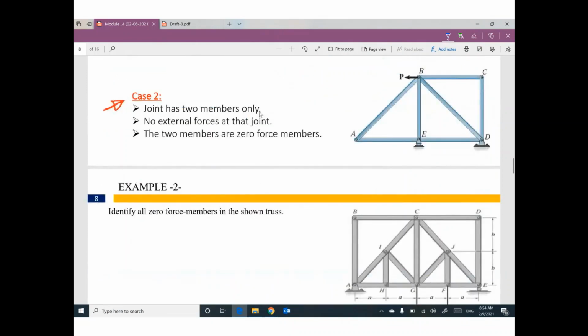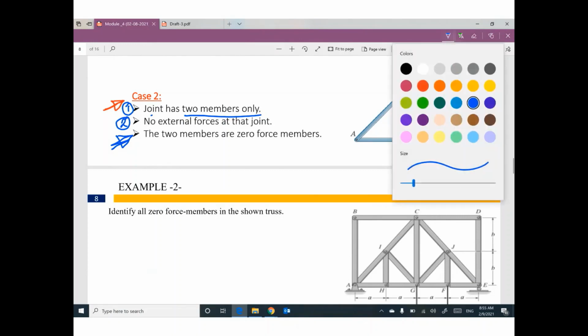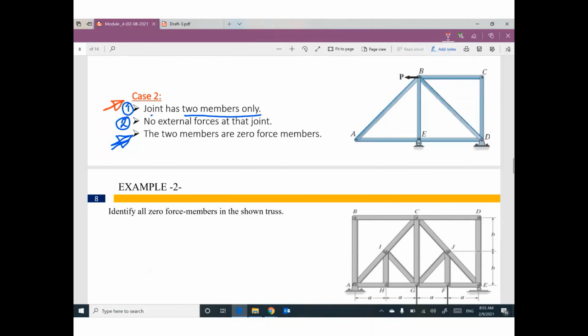The second case, it's very simple, a little simple. We have only 2 conditions. And then we can get the final conclusion. The first condition, joint has 2 members only. For this truss, do you have joint with 2 members only?